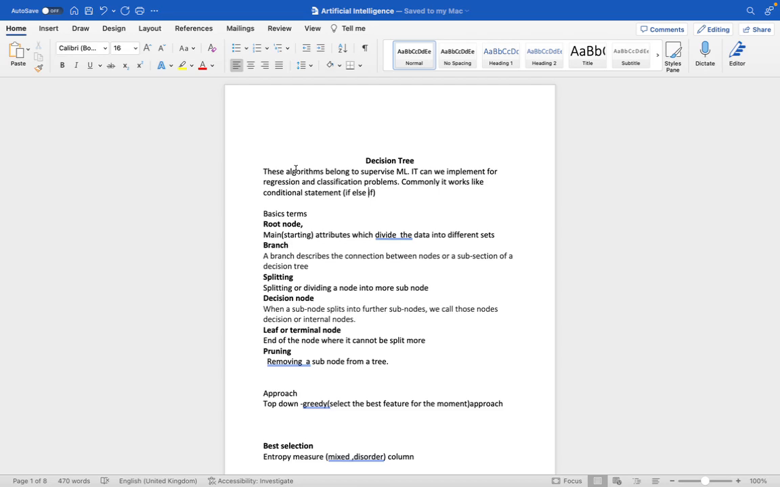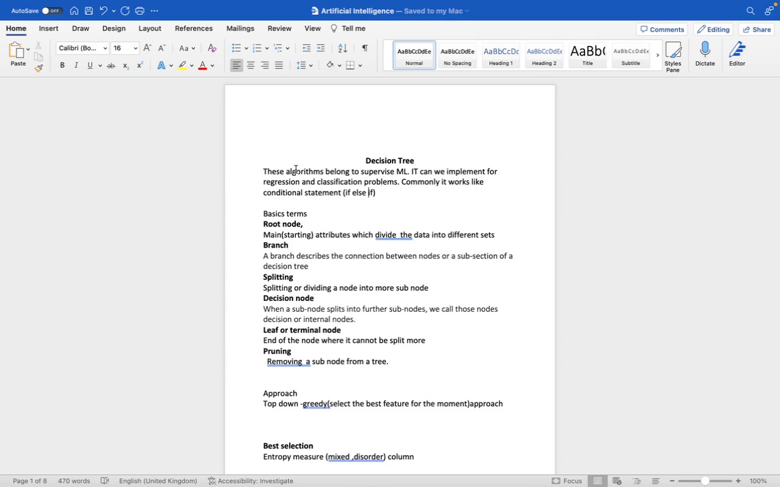If you are familiar with programming, there is a conditional structure. Suppose we are going to judge the age of a person, so we check if the age is greater than, say, 30, then we print something, with an if-else, or maybe we use a simple else. We use the decision tree in that way.